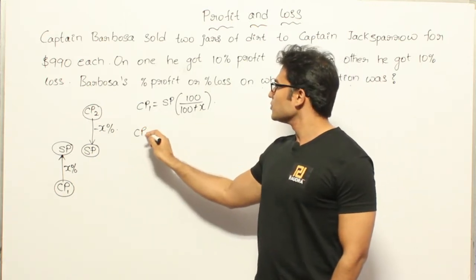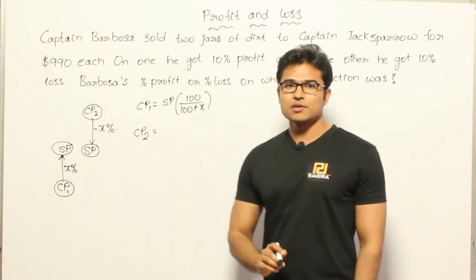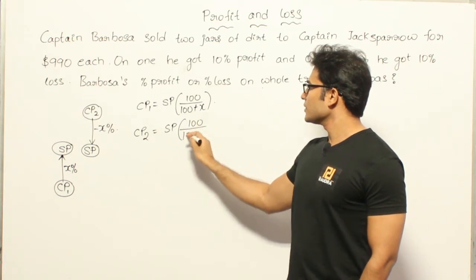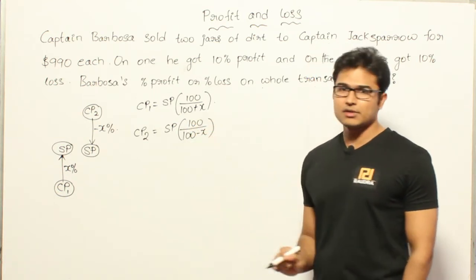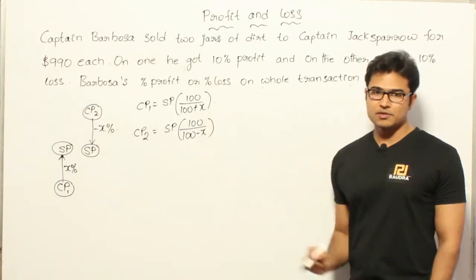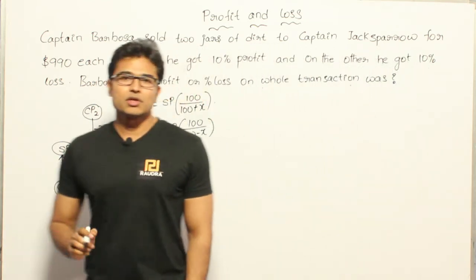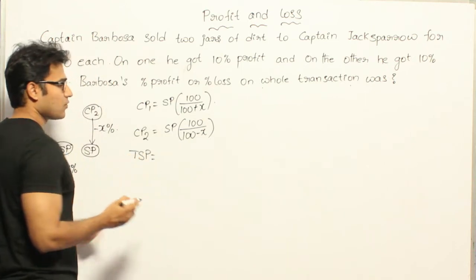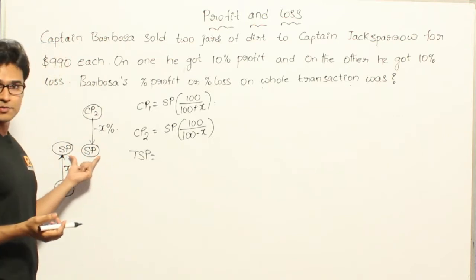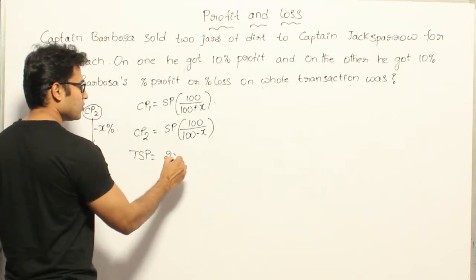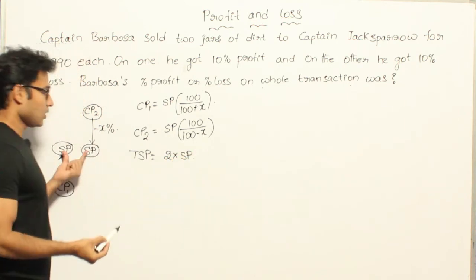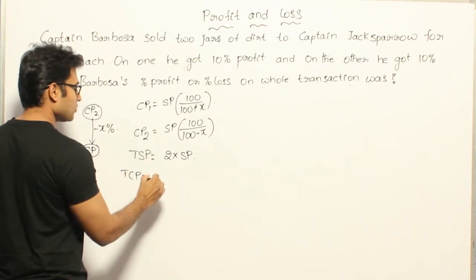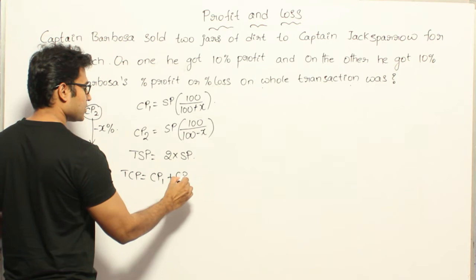Similarly, what about CP2? Cost price 2 equals, in this case I am making some loss, so it is going to be selling price into 100 by 100 minus X, where X is the loss in percent. X is the profit in percent in the first case, X is the loss in percent in the second. Now what is the total cost price and total selling price? Total selling price is what I made after selling both the products. Both of the products I am selling at SP only, therefore total selling price equals 2 into SP. And what is the total cost price? Total cost price means I have to add these two, cost price of the first item plus cost price of the second item.